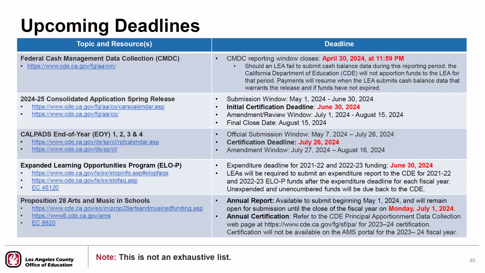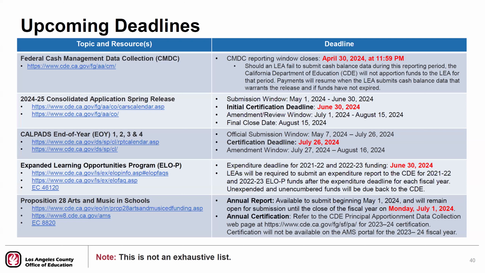the CDE looks at all of those reports. And if they have questions, they're able to reach out to the district and charter and make sure that any adjustments or revisions that need to be made can be made before the system closes by August 15th. And then the CALPADS end of year reports 1, 2, 3, and 4, the deadline is July 26th. We also know that coming up will be the local indicators, and we'll have more information about that probably by May. And then the Expanded Learning Opportunities Program, the expenditure deadline for the 21-22 and the 22-23 funding is June 30th. And the Prop 28, Arts and Music in Schools, the annual report will be submitted by July 1st, and then the annual certification.